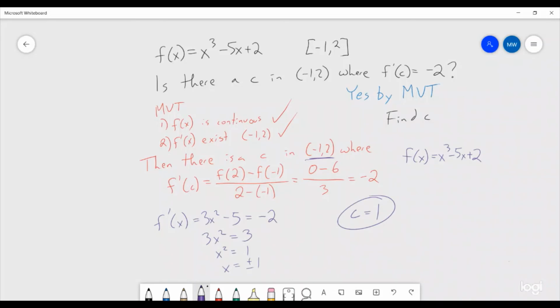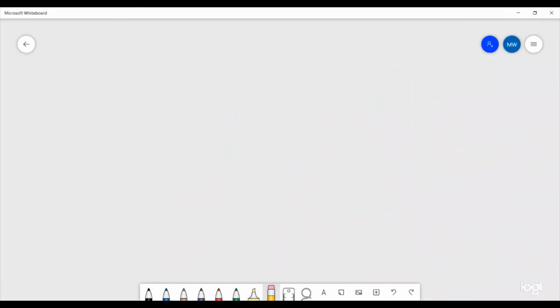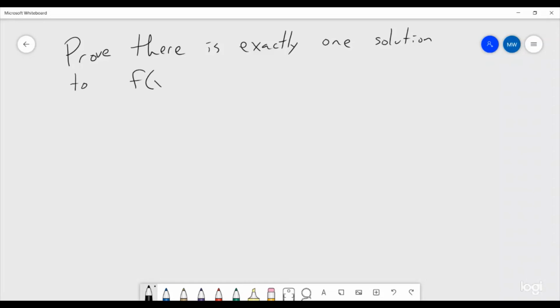There's another common test question that we might be asked on our upcoming test to try and figure out how can we use the mean value theorem to help us with this. So it might be something like, prove there is exactly one solution to f of x equals 5x minus 2 cosine of x plus e to the x minus 12 equals 0. Prove there is exactly one solution to this.